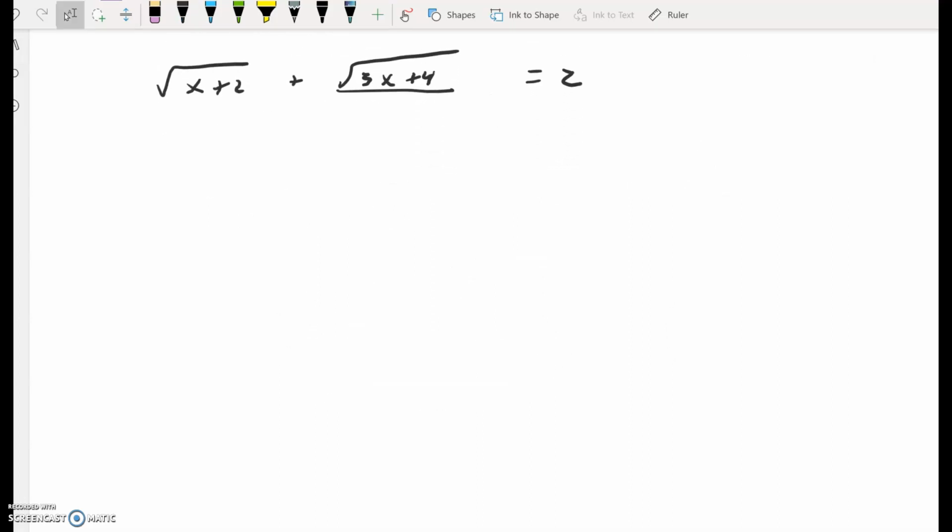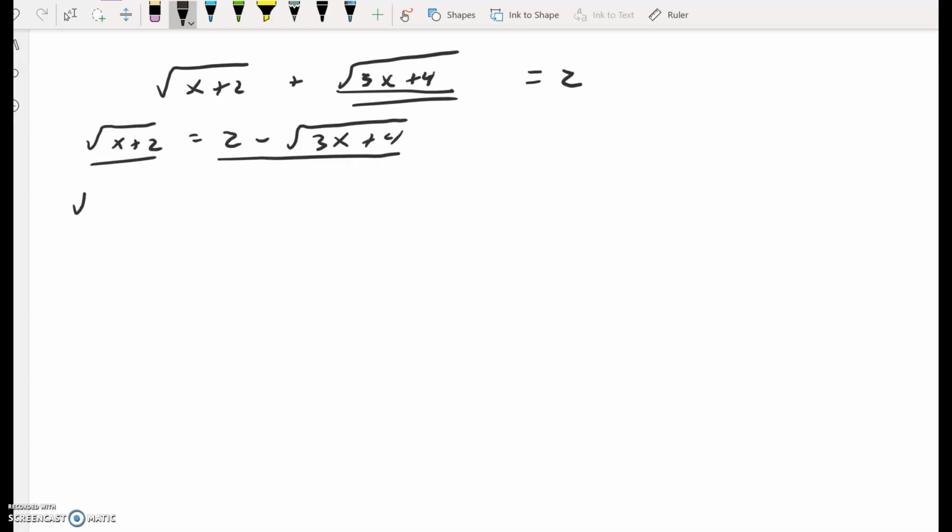So here we're going to have a little bit of a problem. I'm going to subtract this from both sides of the equation so that I have the square root of x plus 2 equals 2 minus this square root. Then I'm going to multiply each side by itself. I'm squaring both sides in essence. On the left-hand side, really nice things are going to happen. On the right-hand side, some fairly unpleasant stuff is going to happen.